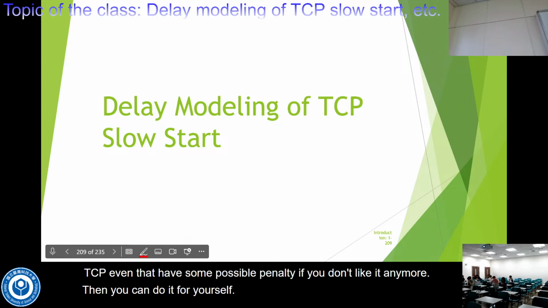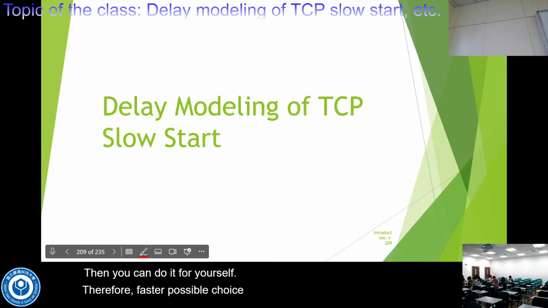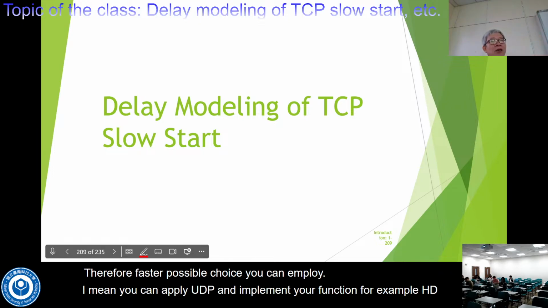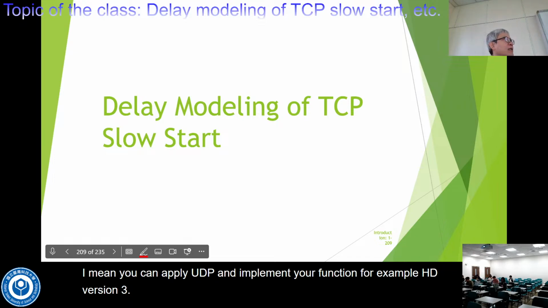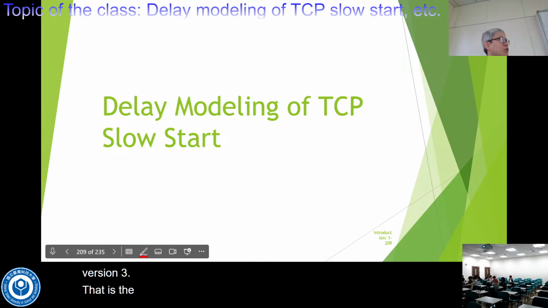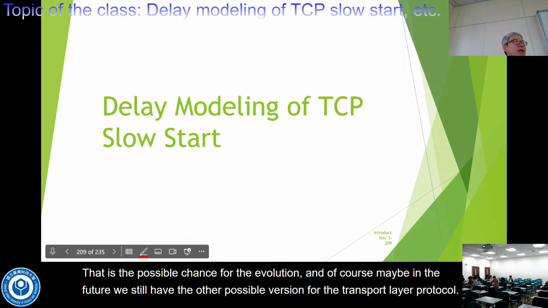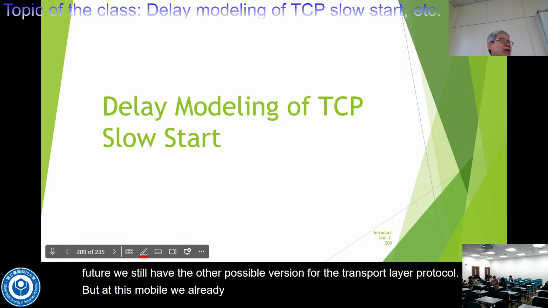Therefore, what's the possible choice? You can apply UDP and implement your own function, for example, HTTP version 3. Well, that is the possible chance for the evolution. And of course, maybe in the future, we may still have other versions of transport layer protocol. But at this moment, we already have a possible way using UDP with your own application layer.